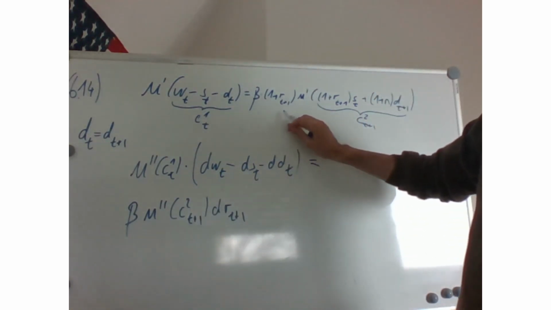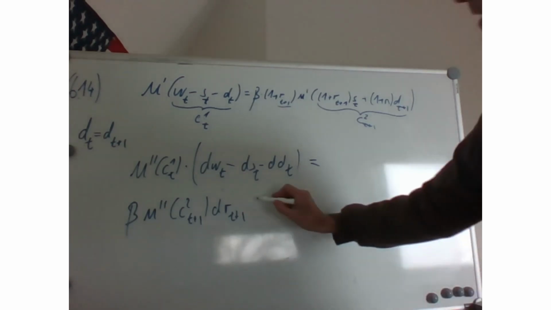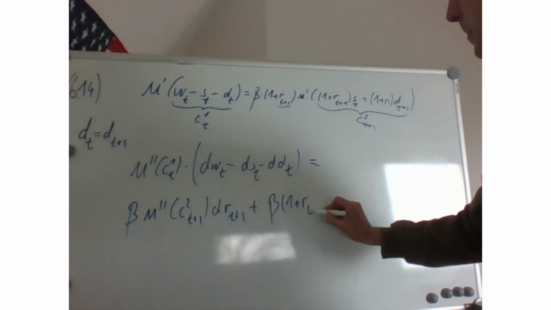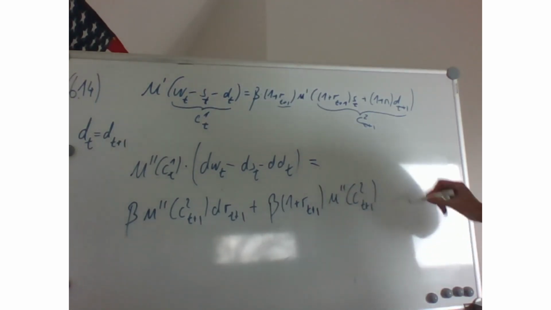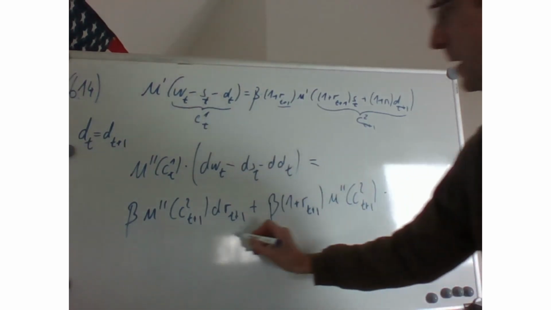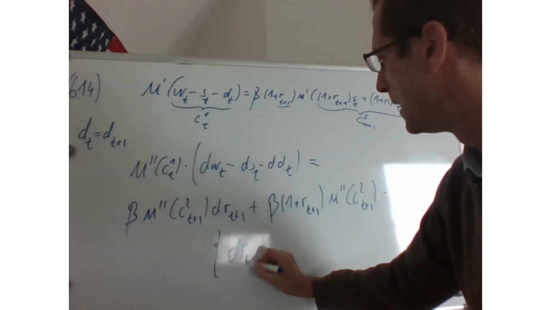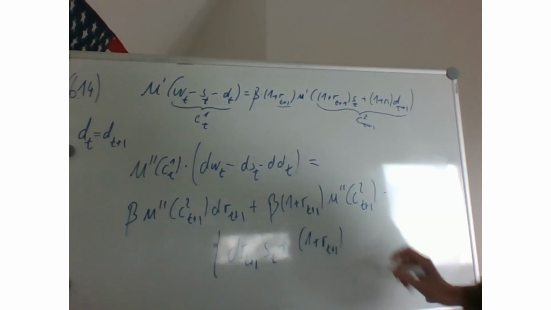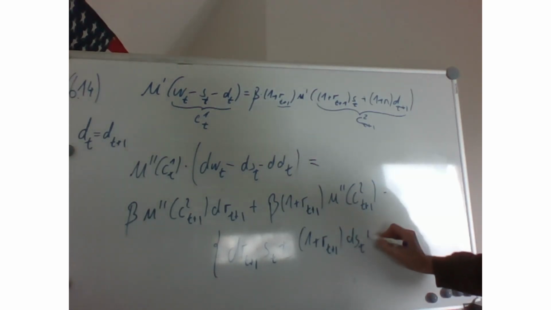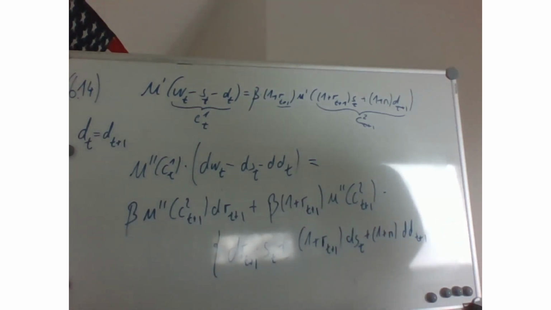That's the first factor here, Rt+1, the total differential, plus beta times 1 plus Rt+1, u'' of C2t+1 times dRt+1 times St+1 plus Rt+1 dSt+1 plus n dDt+1. So this is the total differential.